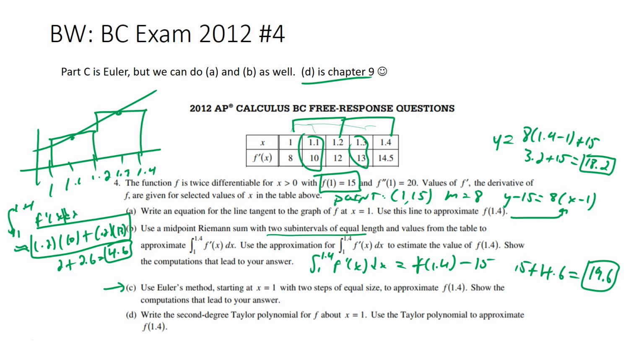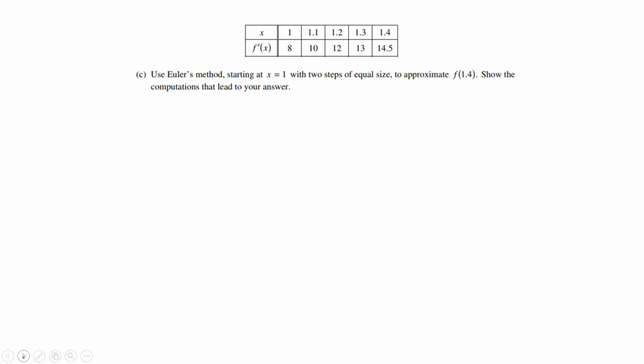All right, so now let's do Euler's method. So I have this on a new screen. Euler's method starting at x equals 1 with 2 steps to approximate f of 1.4. So we're doing 2 steps from 1 to 1.4, so we're going to use 1.2 and then 1.4. Let's do our little table here.